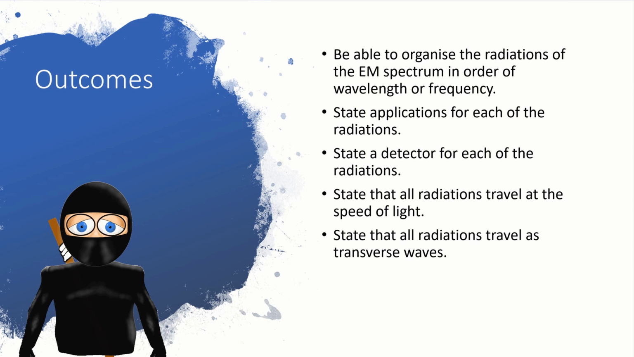Outcomes from this lesson: you need to be able to organise the radiations of the EM spectrum in order of wavelength and frequency. You need to be able to give applications or uses for each of the radiations. You need to be able to state a detector for each of the radiations as well. You need to be able to state that all radiations travel at the speed of light, or 3 times 10 to the power of 8 meters per second. You also need to be aware that all radiations from the EM spectrum travel as transverse waves.